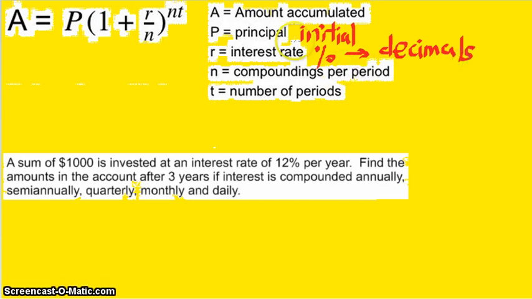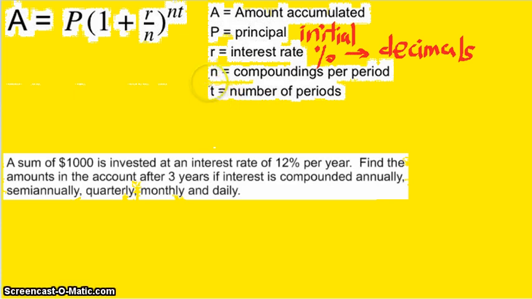Let's start with T first. T, with only one T, is the number of periods. For example, if I put an amount of money in the bank and the bank will pay me some interest after 3 years, how much money am I going to get? After 3 years, the 3 in that case is my T.